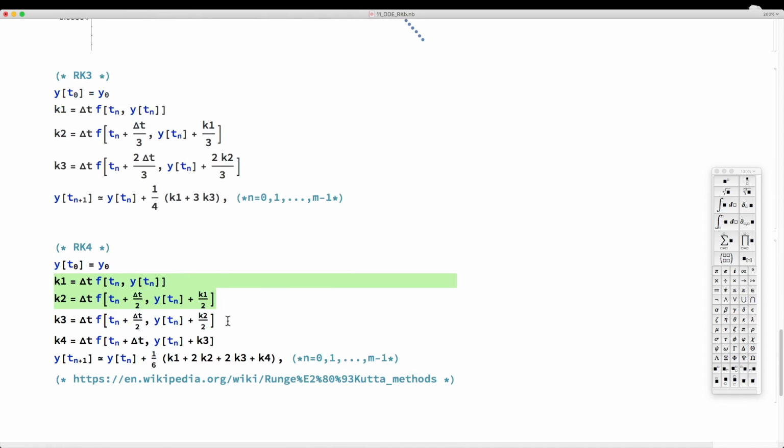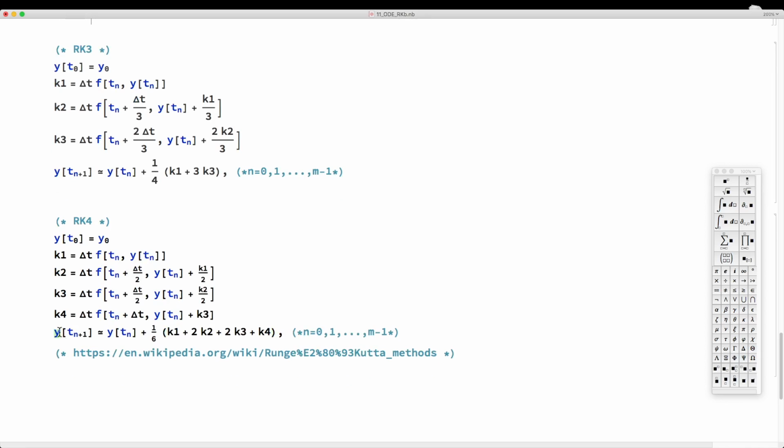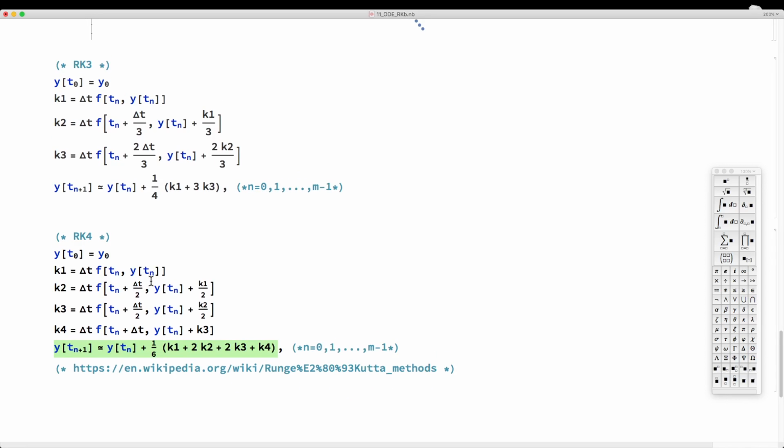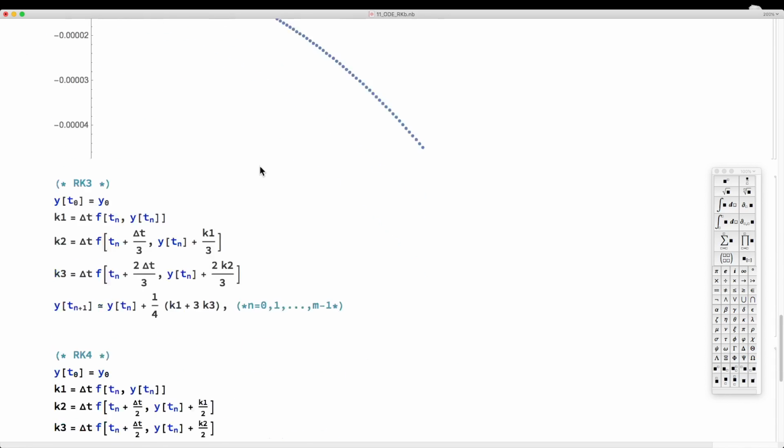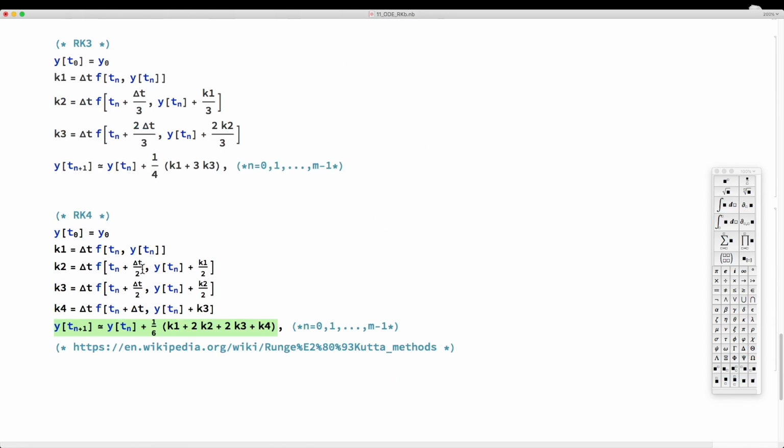Then you have two extra steps, so each step increases the order by one. So you compute K3 and you use K2 in here, and then you use K3 inside here to compute K4, and then the correction, the next step is given by this combination here, 1/6 of K1 plus 2K2 plus 2K3 plus K4. And you can wrap that inside a do loop and implement it. So let's try that again for this case, for the exponential growth.